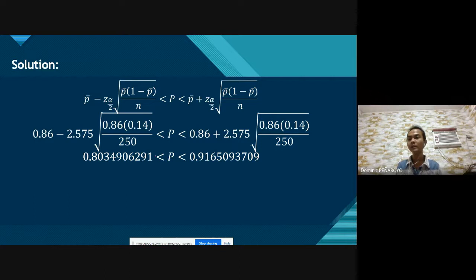But again, this is not yet the final answer. We still need to apply our rounding rule. So anong sabi ng rounding rule? You need to round it off to the nearest thousandths or 3 decimal places. So for the lower limit, we have 0.803, and for the upper limit, we have 0.917. So that is our final answer for this example.